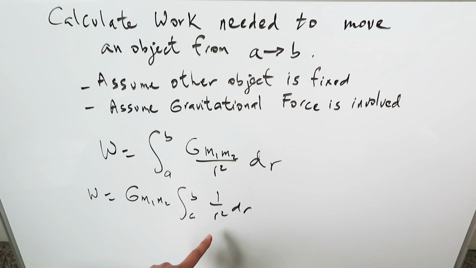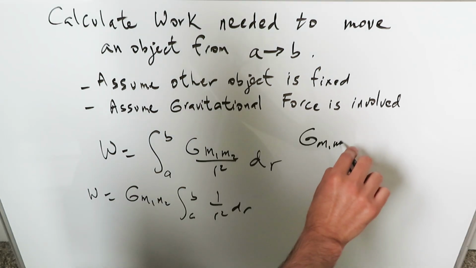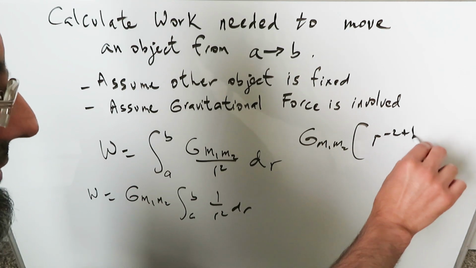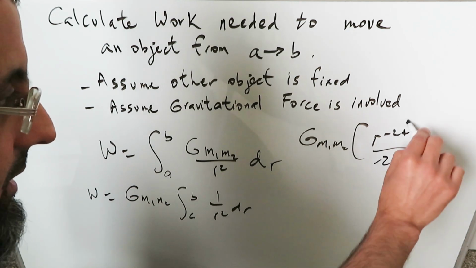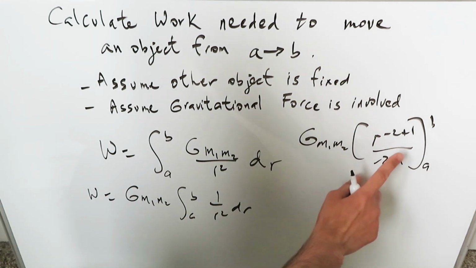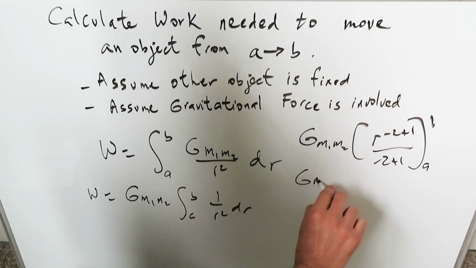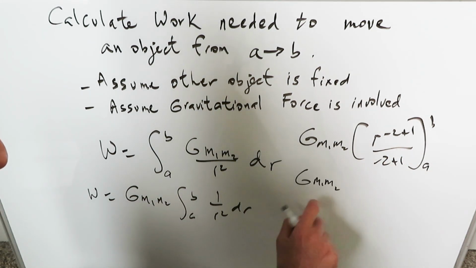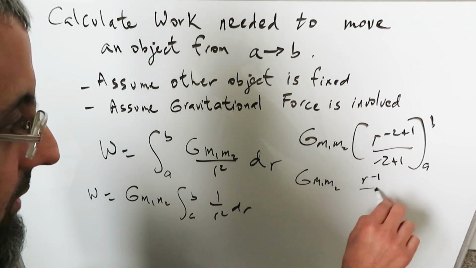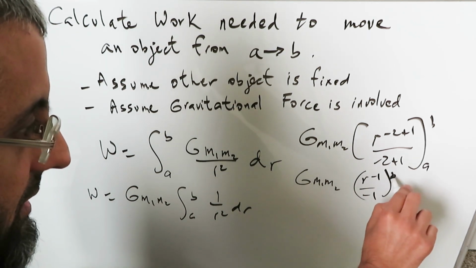This right here is what's being integrated. It's a basic polynomial integral. I don't need to show you how to integrate it because you know how to do it. When you integrate it, you have r to the minus 2 plus 1 divided by minus 2 plus 1. We're looking at it from A to B. When you compute this, you know it's not hard. You have m1, m2, your gravitational constant, and over here r to the minus 1 over minus 1 from A to B.